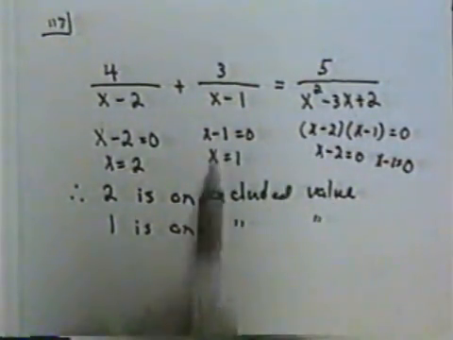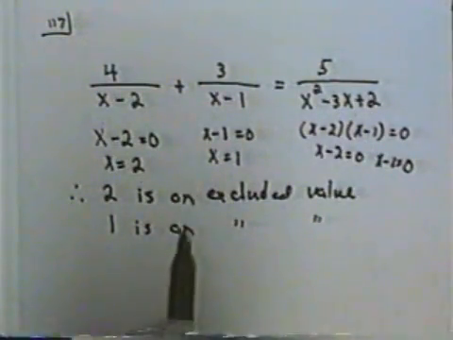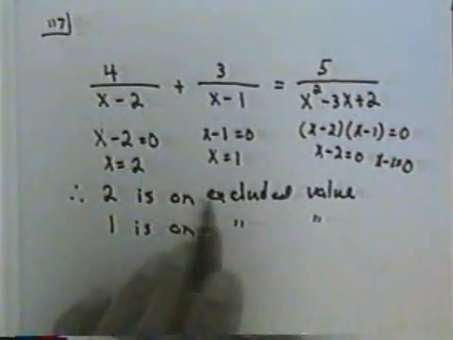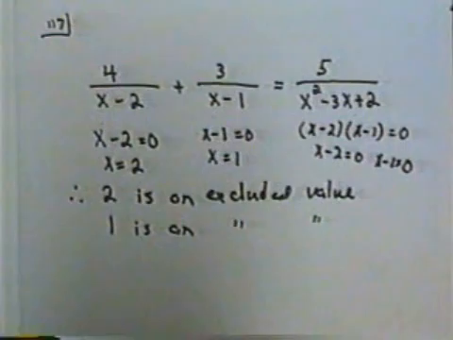Now if you're not clear on excluded values, you can go back and listen to the tape that I made earlier on excluded values. So that has been explained previously. If you need more work with it, go back and listen to that tape again.